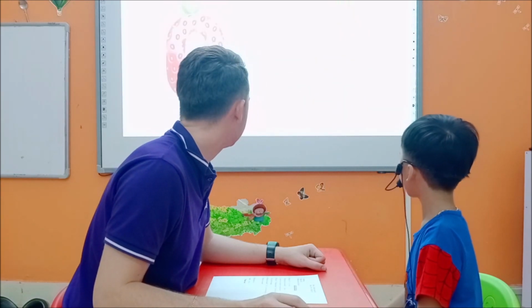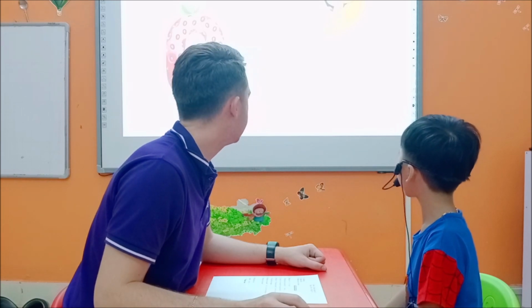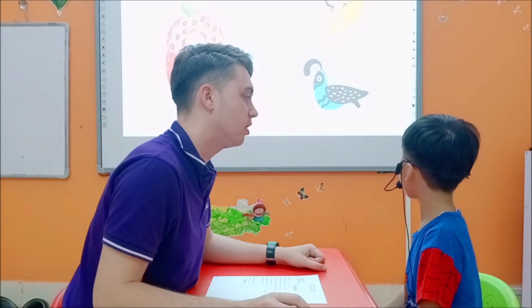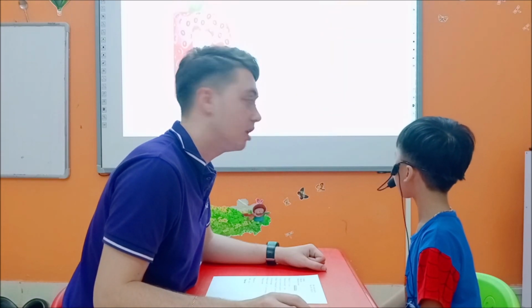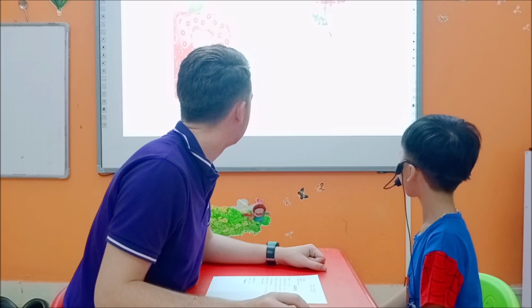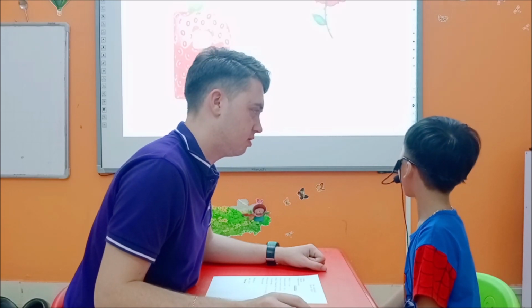What letter is it? Q. Okay, great. Q is for? Amazing. Q is for quail. Great job. What letter is it? R. R is for? R is for rose.